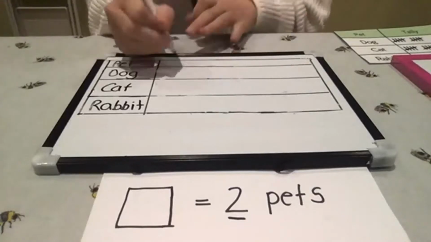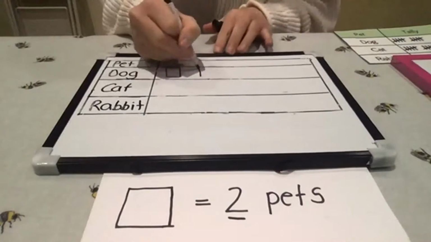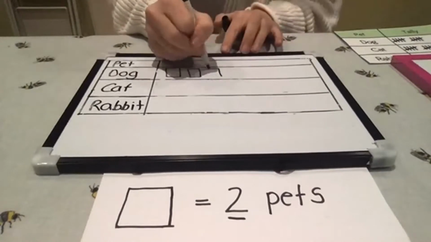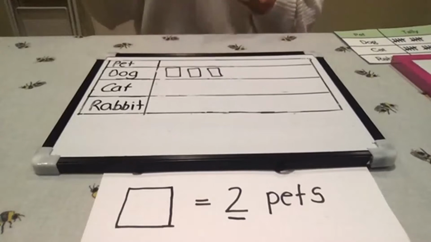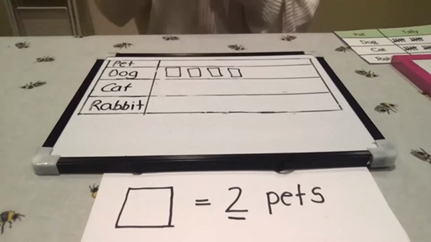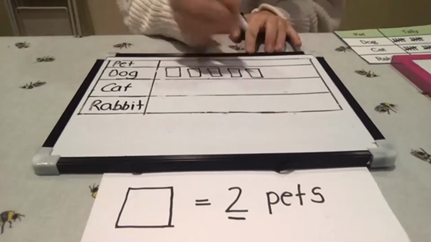So I'm going to draw my first square, which represents 2 dogs. My second square represents 4 dogs. My third represents 6 dogs. My fourth represents 8 dogs. And my fifth, as I said, represents 10 dogs.